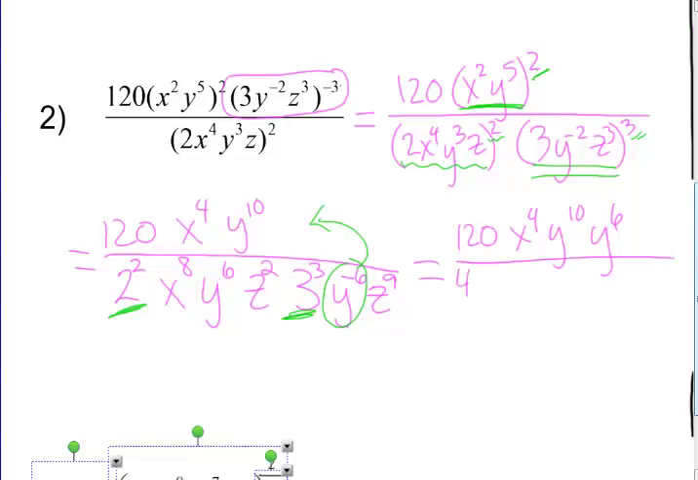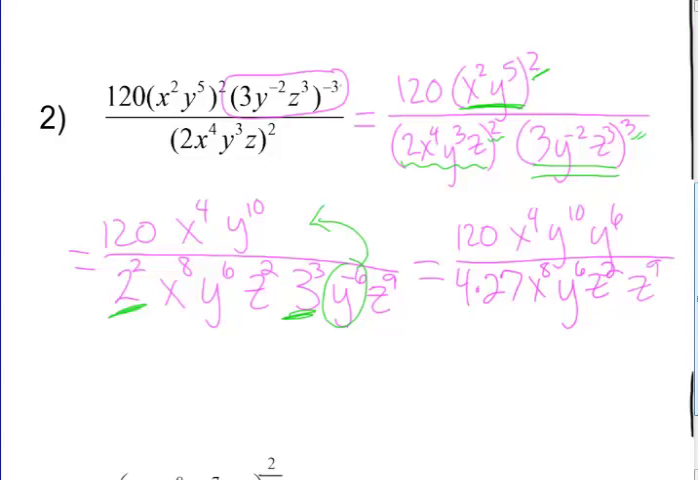And then I have 4 times, what's 3 to the third? 27. Then x8, y6, z2, z9. Now we're going to do some simplifying. Notice I did not multiply the 4 and the 27. Why might I have not done that?